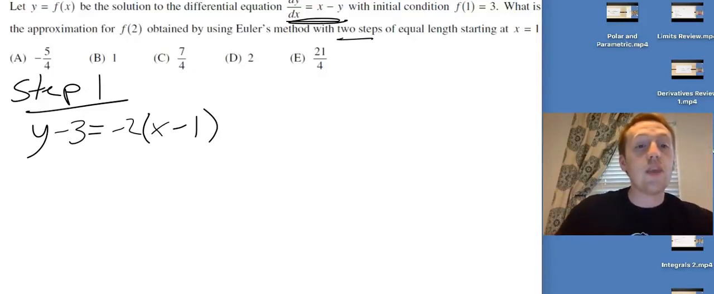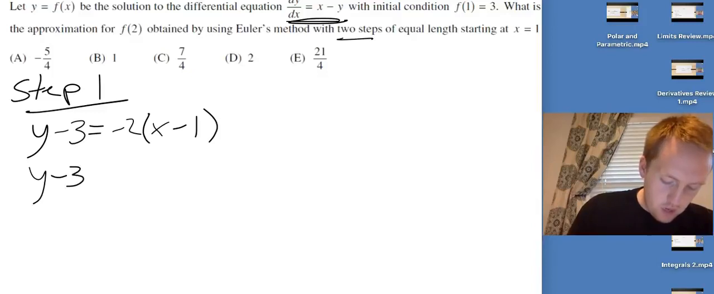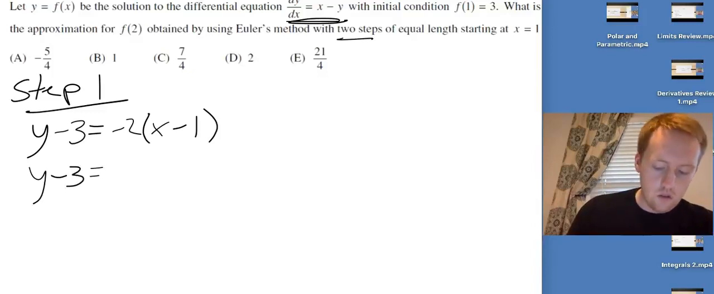So to get the approximation one step away, I'm going to plug in one step away. I'm going to plug in 1.5 for x. Y minus 3 equals negative 2.